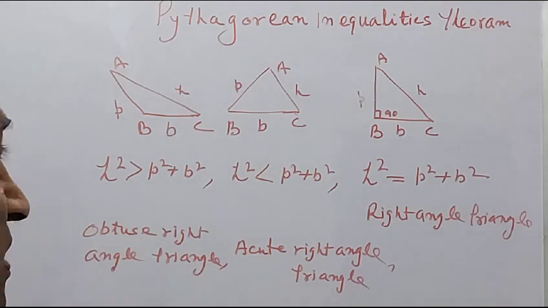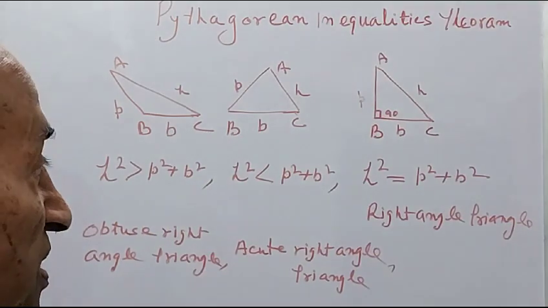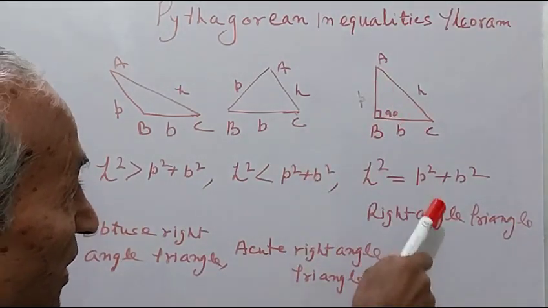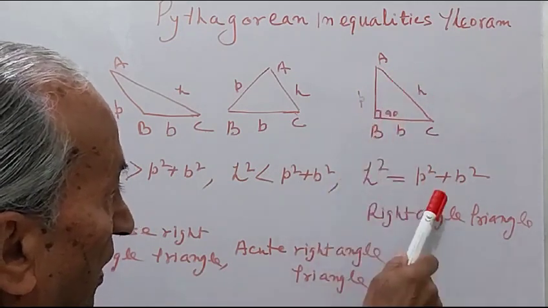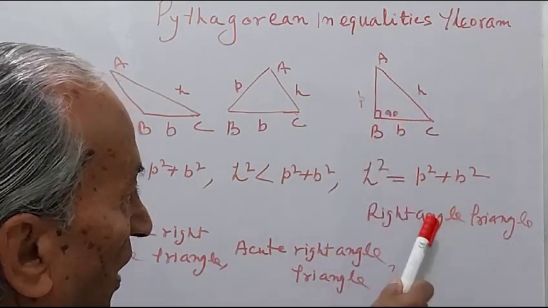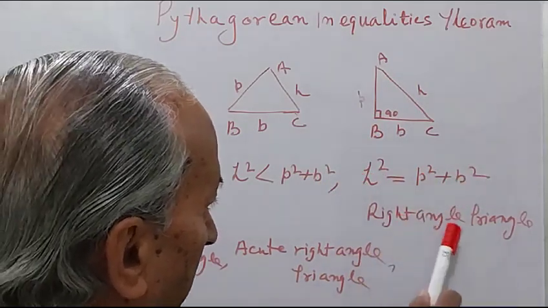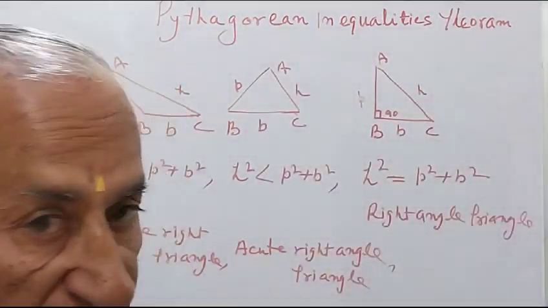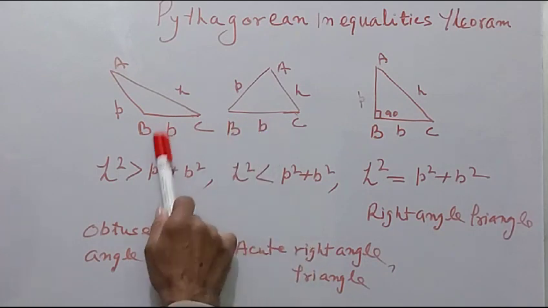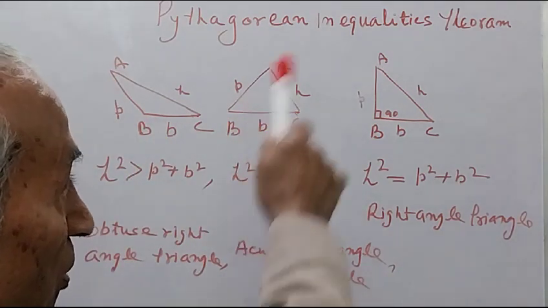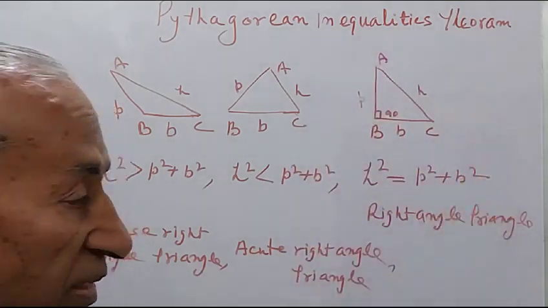So listen, this is the inequality in the case of the Pythagorean theorem. The Pythagorean theorem states that in a right angle triangle it is always applied where h square is equal to p square plus b square, which is the right angle triangle where the Pythagorean theorem is applied. Now, if we take two triangles which are acute and obtuse, how can the Pythagorean theorem be applied? Because the Pythagorean theorem is only for right angle triangles.